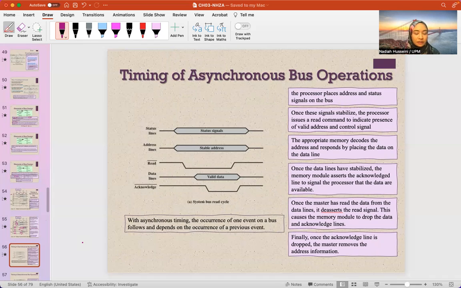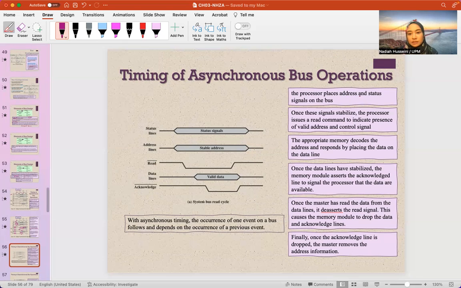Okay, so moving on, that was synchronous. Now we are talking about timing of asynchronous. So I think you will appreciate the asynchronous more because it's not as confusing. With asynchronous timing, the occurrence of one event on a bus follows and depends on the occurrence of a previous event. So one event happens, and then the next, and then the next. It's not like the synchronous basically.